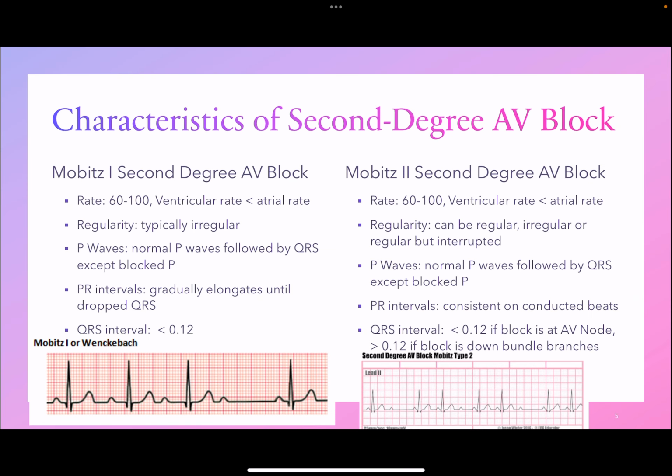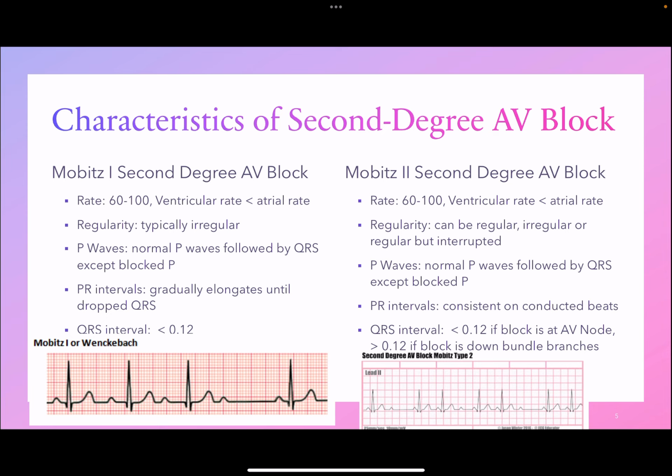So there are going to be some characteristics for both. Some of them are similar and some of them are different. The most notable way to distinguish one from the other is that in Mobitz 2, the PR interval on conducted beats will be consistent, while in Mobitz 1, the PR interval will be elongated until the QRS is dropped. There are some good pictures here at the bottom, again, demonstrating this.